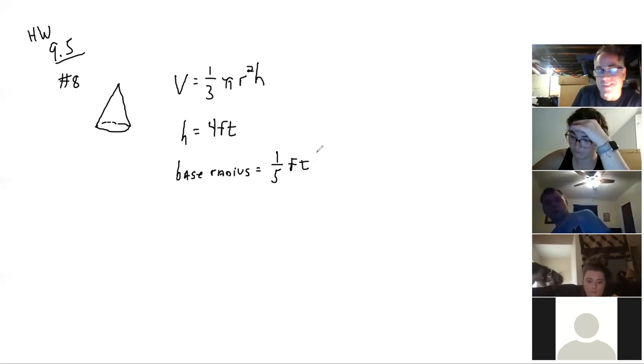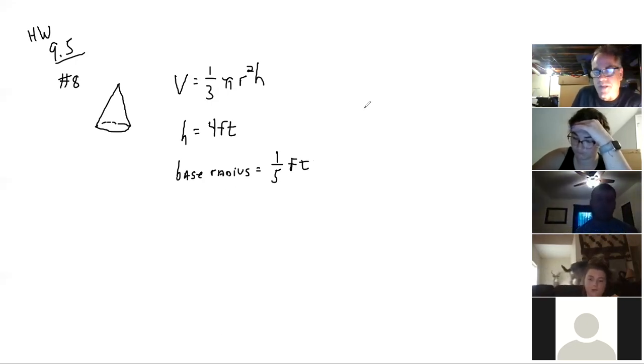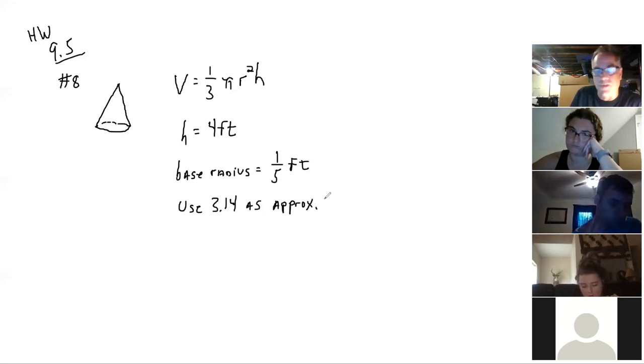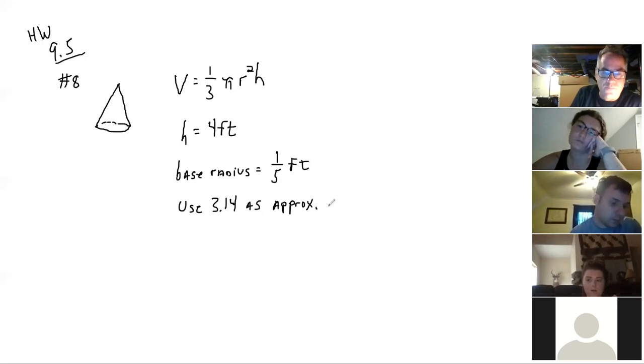Now, I wish it would just allow you to use the pi button on your calculator, but it says use 3.14 as an approximation. So when you read that in the problem, just use 3.14. Don't hit the pi button. You'll more than likely get frustrated. It'll be off by a 1/10th or even 100th, and it won't count the answer correct.